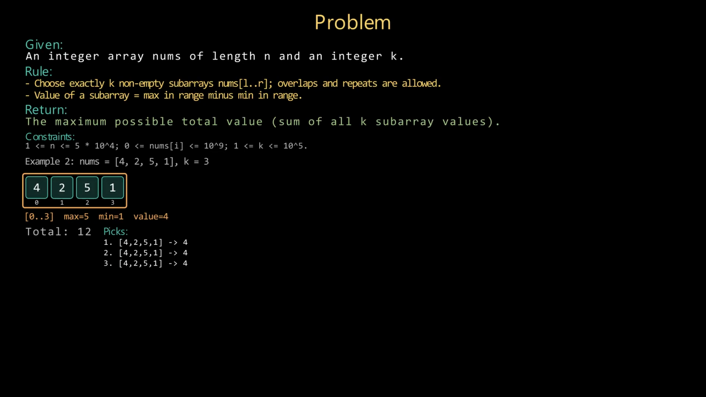Example 2. The full array has max 5 and min 1, so each pick scores 4. Choosing that range 3 times yields 4 times 3, output 12.